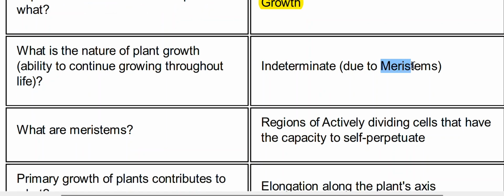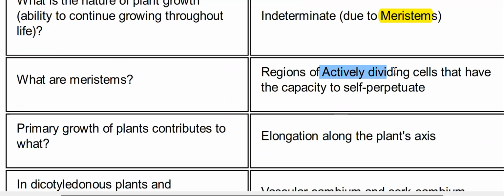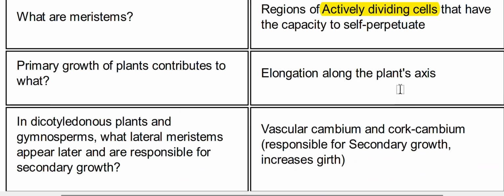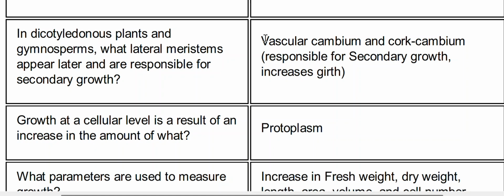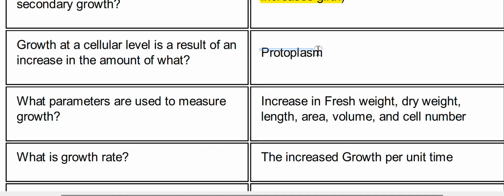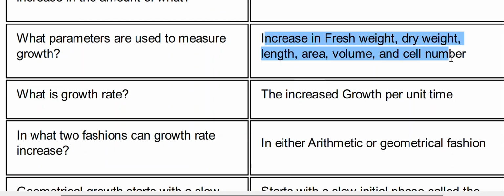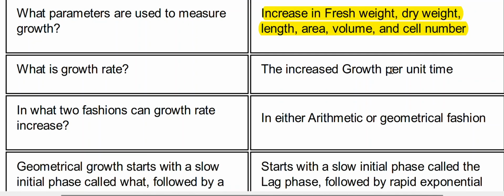Usually growth happens in the meristematic region because actively dividing cells are there. For primary growth, the plant axis undergoes elongation, increasing the height. In secondary growth, vascular cambium and cork cambium are responsible. Growth in terms of a cell can be seen as an increase in protoplasm, fresh weight, dry weight, area, volume, and cell number. These are all the factors by which we can say growth has increased.